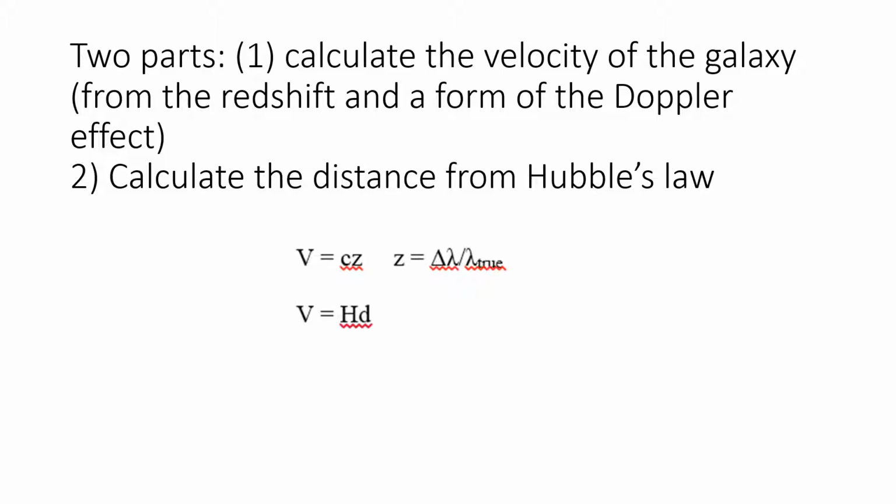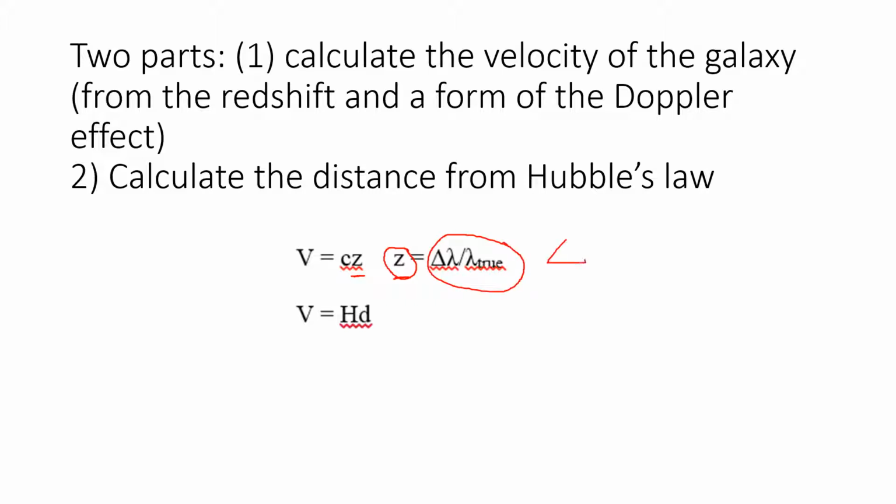So for a type of problem that we might do with galaxies, a typical problem would have 2 parts. The first, we have to calculate the velocity of the galaxy, how fast it's moving away from us. And we're going to do that from the redshift. Remember that the redshift is in red now. The redshift is z. And we calculate the amount of redshift from a version of the Doppler formula.